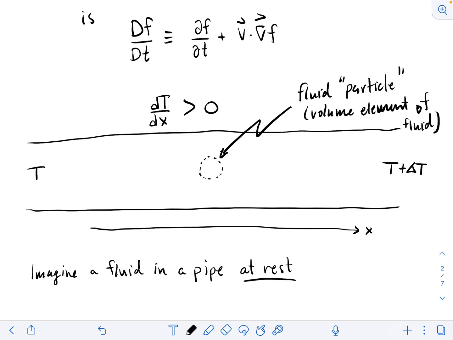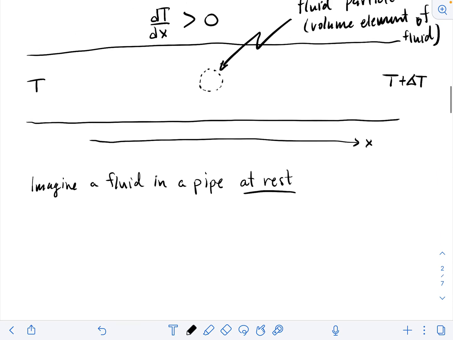Okay, so we have this pipe and the fluid's at rest. Just to write this down in words, there is a temperature gradient along the length of the pipe.